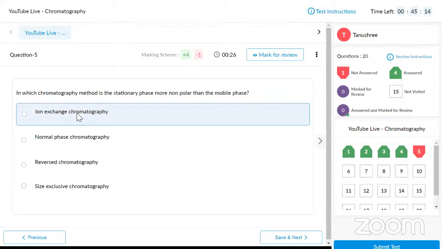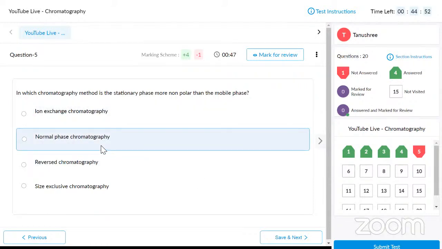Ion exchange chromatography cannot be the answer. Why? Because the mechanism of separation in ion exchange chromatography is the exchange of ions. So where exchange is involved, the stationary phase can be either polar or non-polar. So it is not strictly necessary that the stationary phase has to be non-polar in ion exchange chromatography. So this option is going to be eliminated.